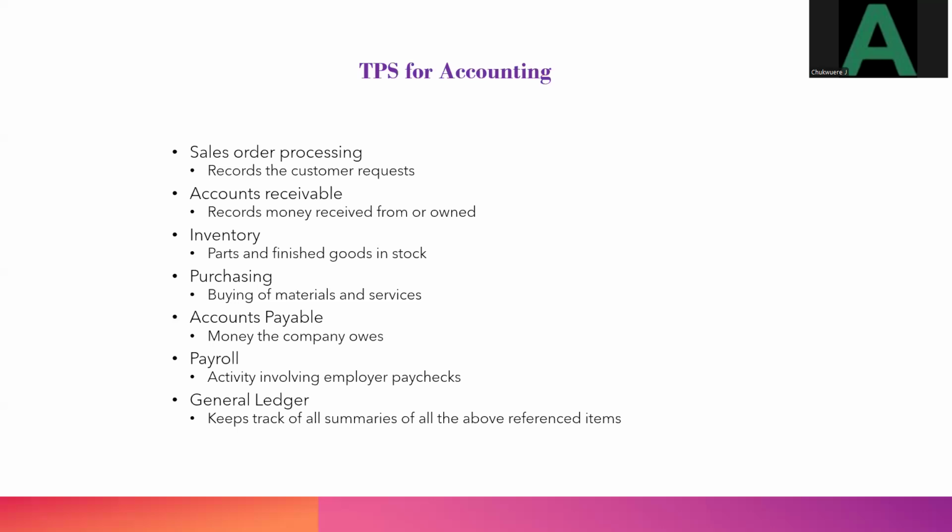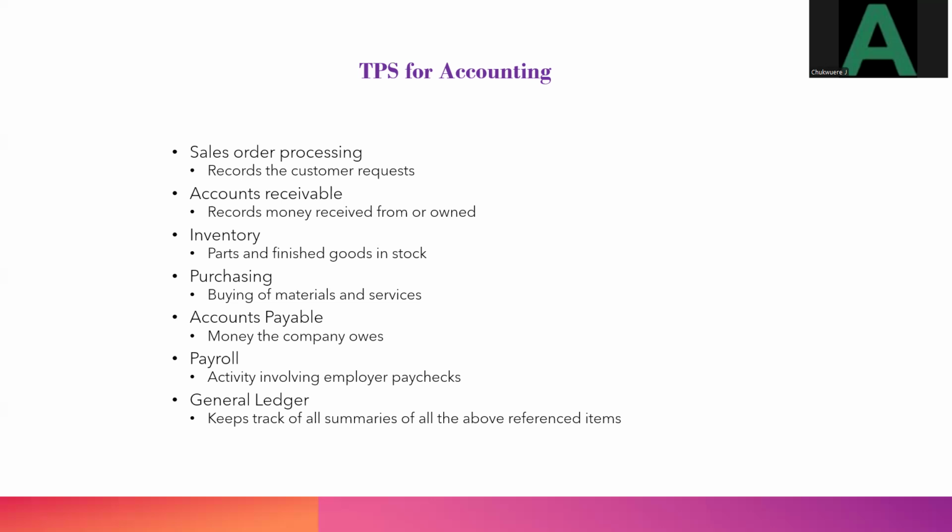Today, we're living in a world whereby people place orders, right? Now, for that order, as soon as you place that very order, what makes that order possible is what? The transaction processing system for accounting that receives your order. For example, you place your order to take a lot. As soon as you place that very order, this system captures what you have requested. So accounts receivable records money received from or owed by customers. As soon as you pay, the system records it.